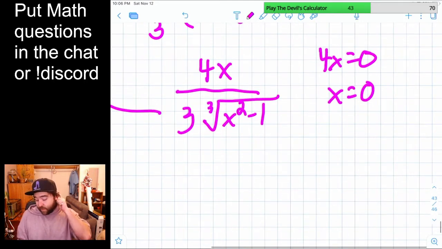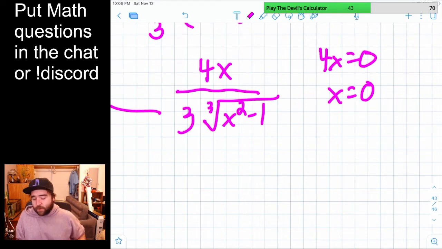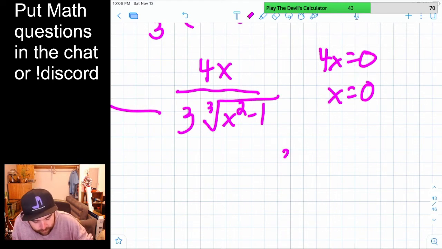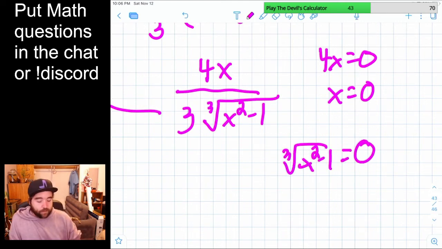And then whenever it's undefined, that's the bottom. I was thinking, if this was the square root, we'd have a big range where this is undefined. But since it's the cube root, we don't. We just have when it's equal to 0. So whenever the cube root of x squared minus 1 is equal to 0, that's when this is undefined.